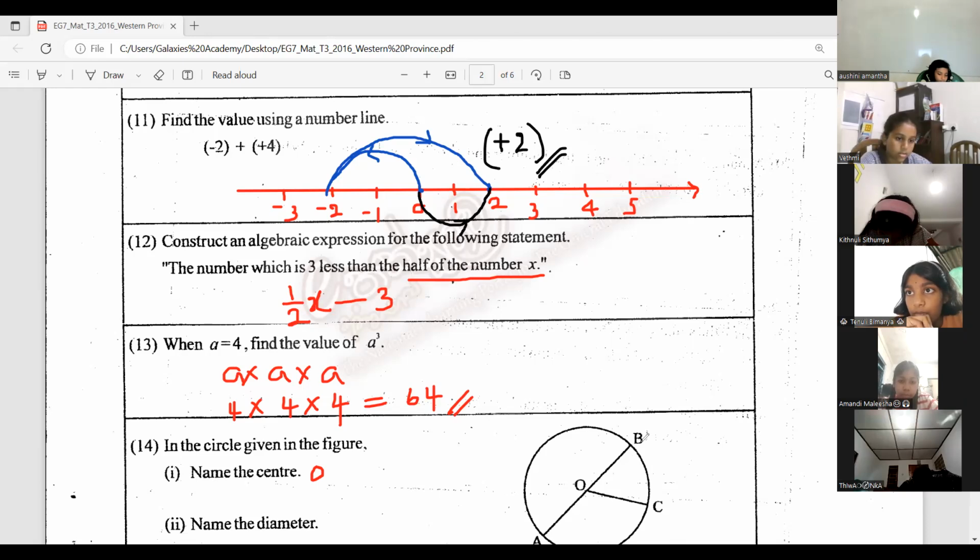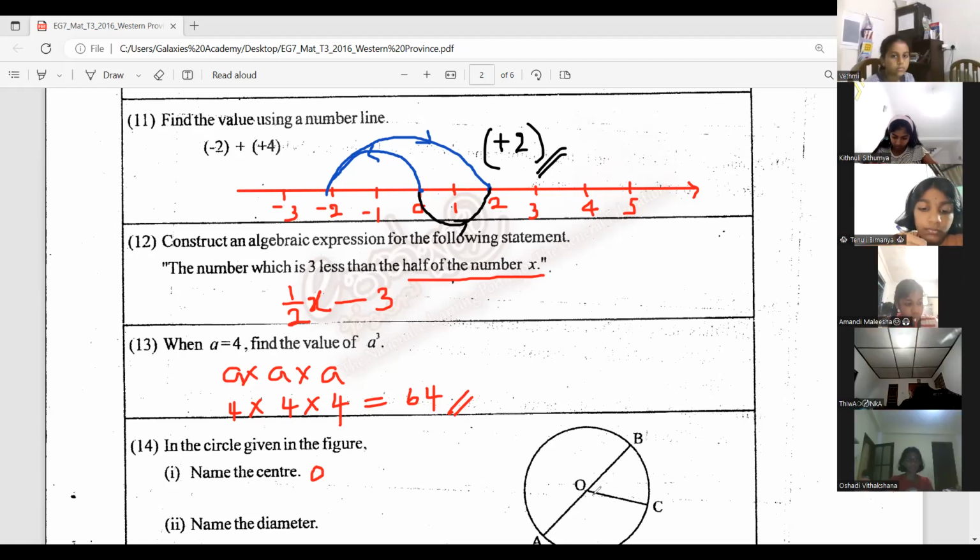Right. With me, can you tell me what is the diameter of this circle? AB. Diameter means the joining straight line on two points of the circle. Also it passes through the center, right? So what is the diameter? AB.